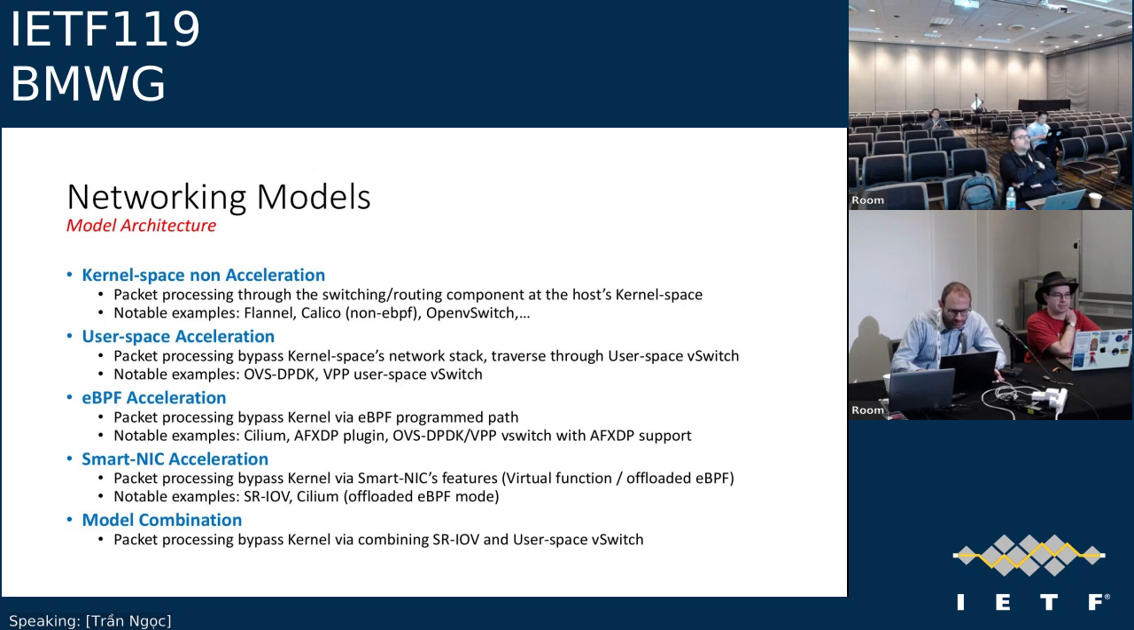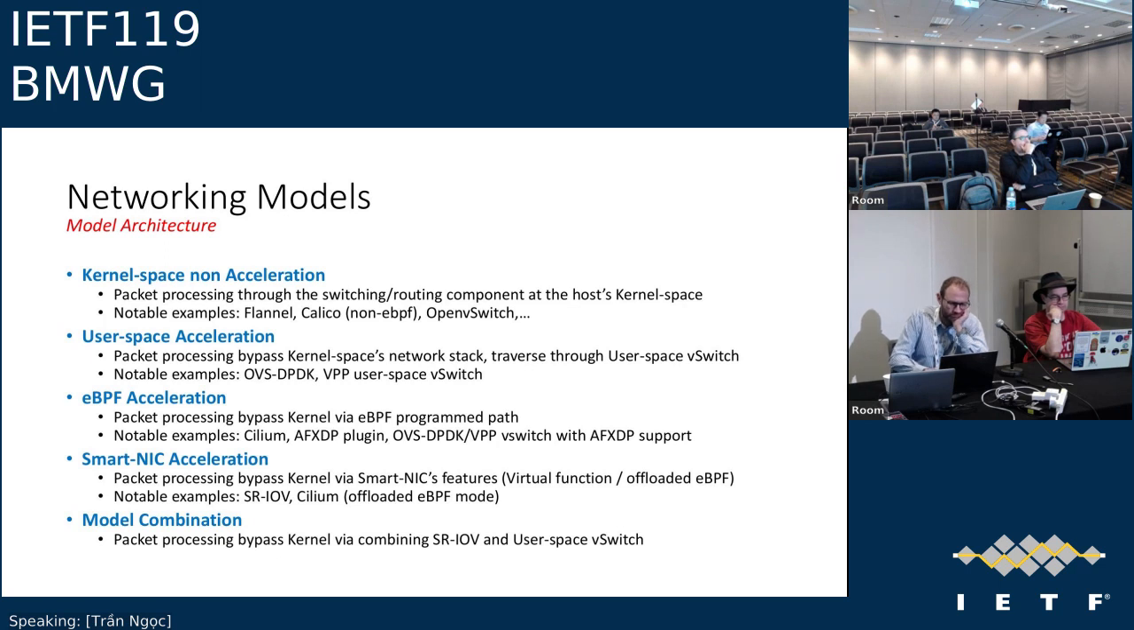About the networking models, there are five different networking models for containerized infrastructure. The first one is kernel space non-acceleration. Its characteristic is that packet processing, the switching and routing component, is in the host kernel namespace. Notable examples are the kernel stack, Calico non-eBPF, and Open vSwitch. The second is user space acceleration. Here the packet processing bypasses the kernel space network stack so that packets are accelerated and traverse to the user space vSwitch. Notable examples are OVS-DPDK and VPP user space vSwitch.